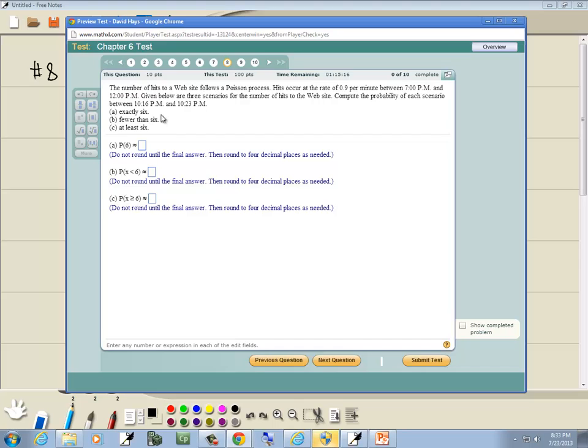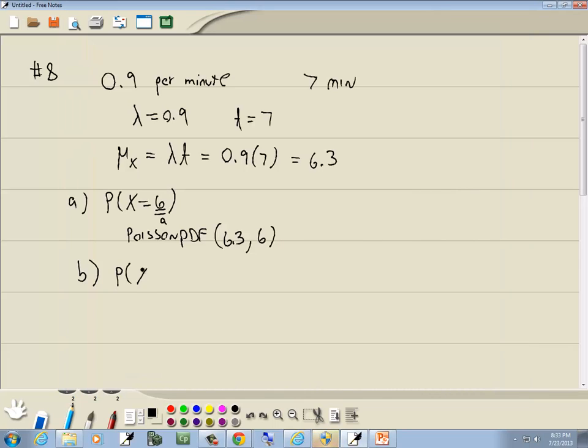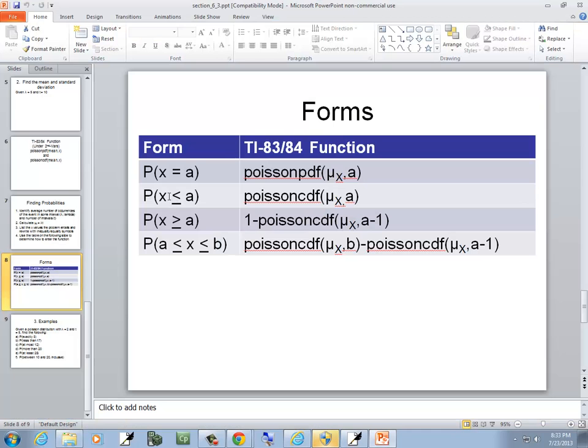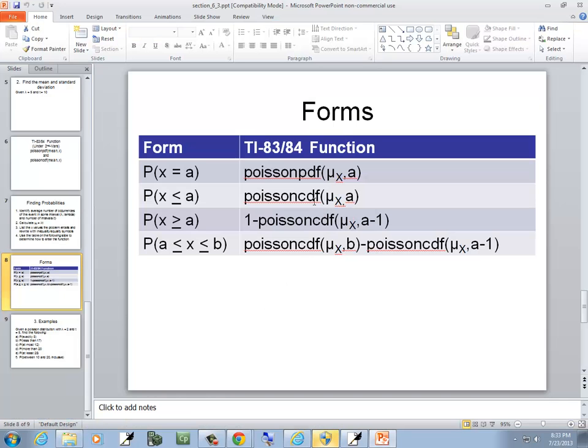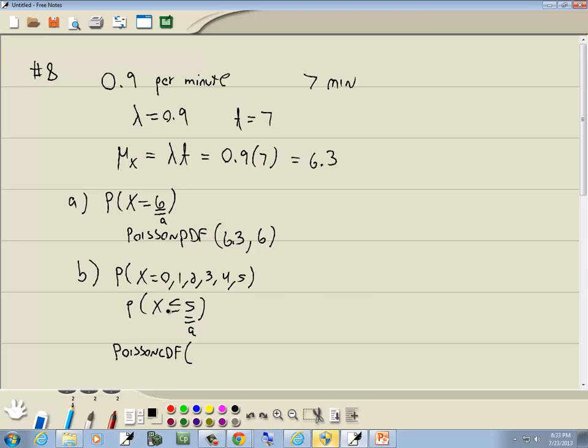Now B says fewer than 6. Let's write down what that means: fewer than 6 would be 0, 1, 2, 3, 4, 5. Fewer than 6 doesn't include 6. If I write these with inequalities, this would be x is less than or equal to 5. Less than or equal to a number is the second form, so our A is going to be the 5. That tells us we're going to use Poisson CDF. So Poisson CDF, then our mean, 6.3, comma, A, which would be 5. And that'll give us our answer.